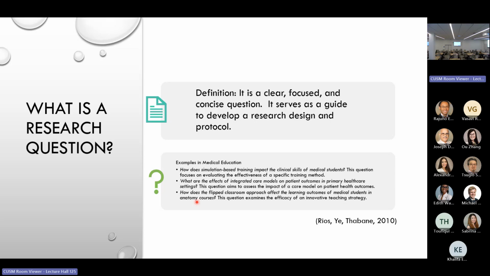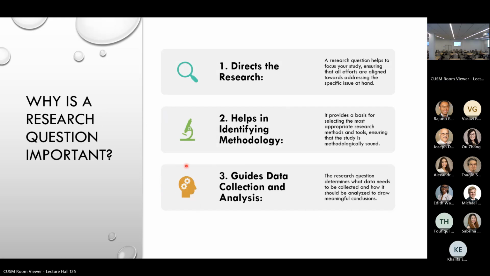So you can get the idea: in medical education, we're identifying very specific components of a research question that should direct us in particular routes of finding information to help us answer those questions. Three elements here. One, the research question should direct your research. It is not a vague statement. It adds a pathway for you to focus your study, ensuring that all efforts are aligned towards addressing a specific issue at hand. Number two, it helps identify a methodology.